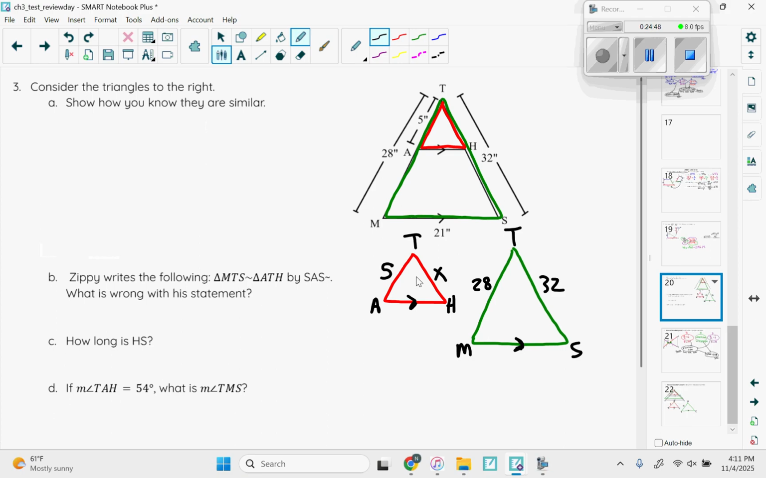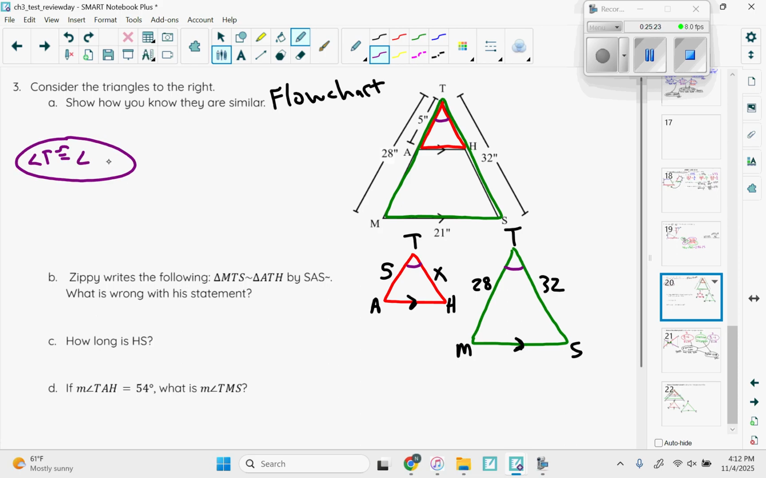Here you can see I already took the overlapping triangles and redrew them. My small triangle in red and my big triangle in green, and then I labeled the parts that I had. We want to show these are similar first, so that means we got to make a flow chart proof. And when I look at this, I first notice they both have angle T. I'm going to start there. Angle T is congruent to angle T, and that is an example of the reflexive property.